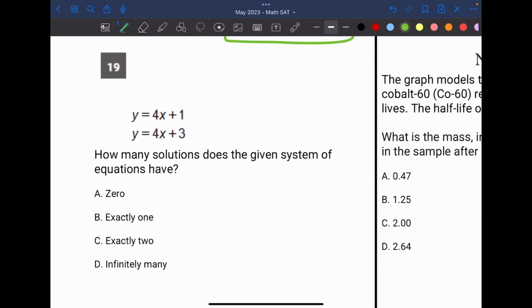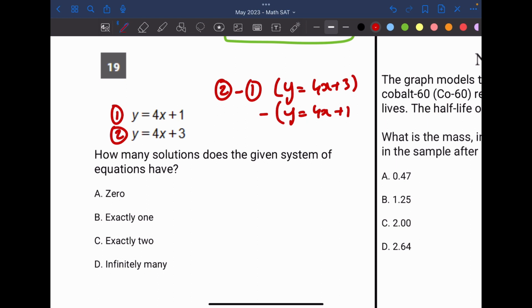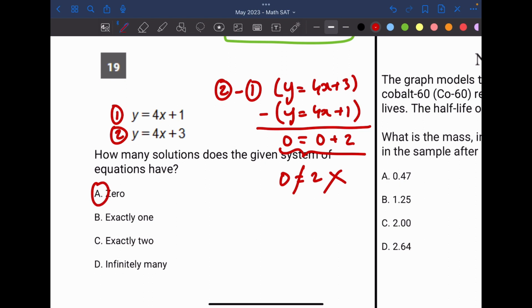Question number 19, we have y is equal to 4x plus 1 and y is equal to 4x plus 3. How many solutions does this given system of equations have? First, let's try to subtract the equations like we always do. This is equation 1, this is equation 2. If you do equation 2 minus equation 1, you have y is equal to 4x plus 3 minus y is equal to 4x plus 1. If you subtract them, 3 minus 1 is 2, 4x minus 4x is 0, so 0 plus 2. And y minus y is 0, so 0 is equal to 0 plus 2. Is this valid? Is 0 equal to 2? Wrong. That means there are no solutions, so it has to be A because there are 0 solutions.